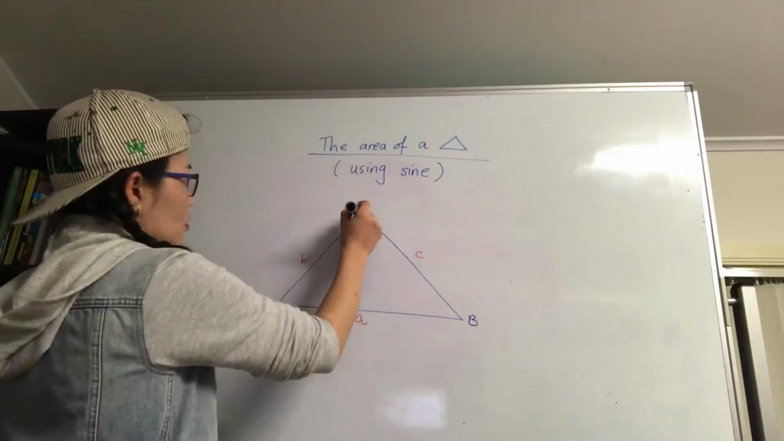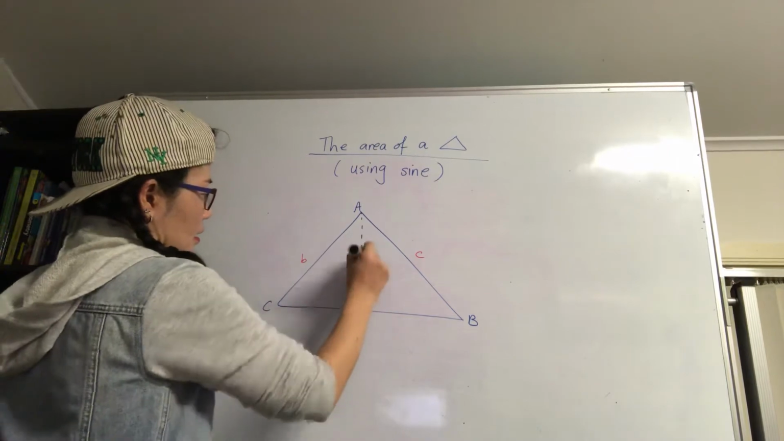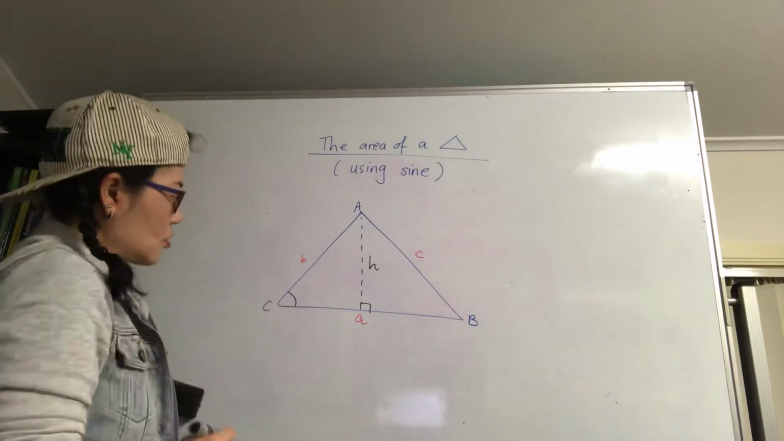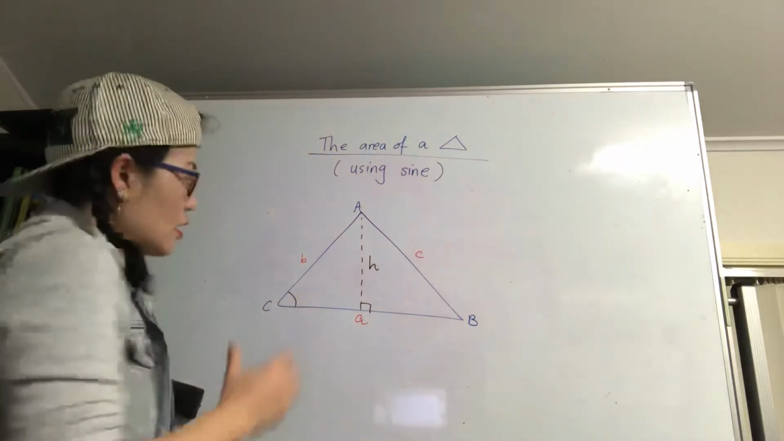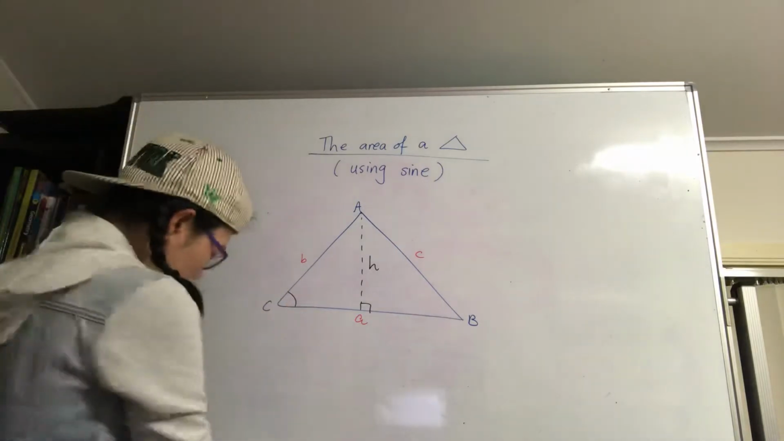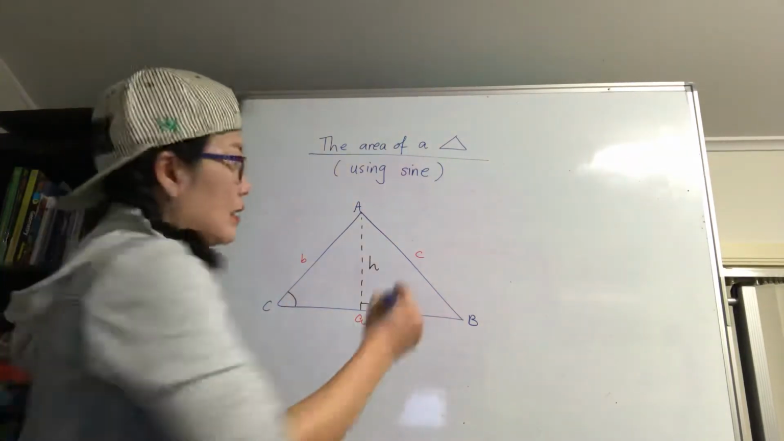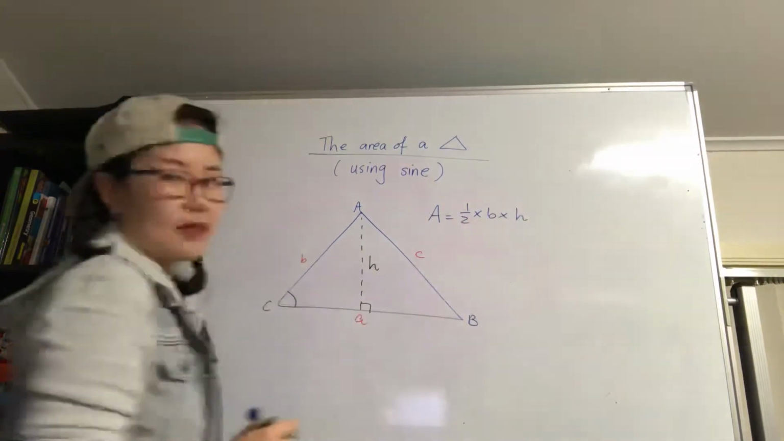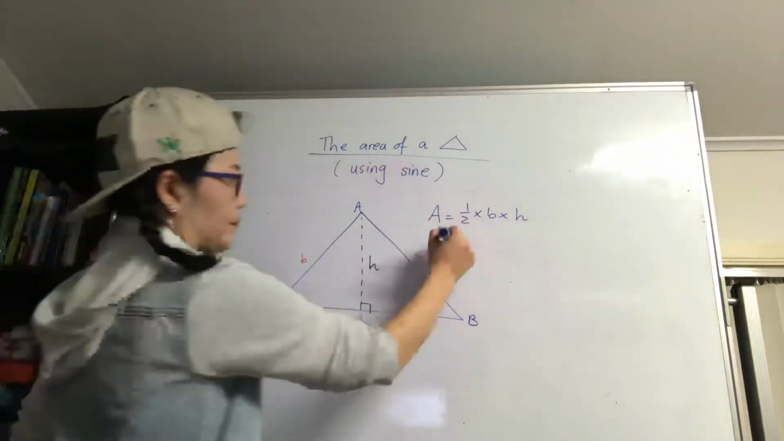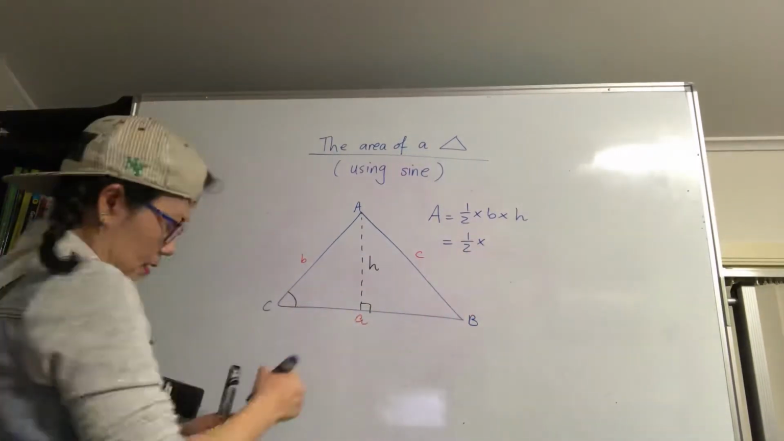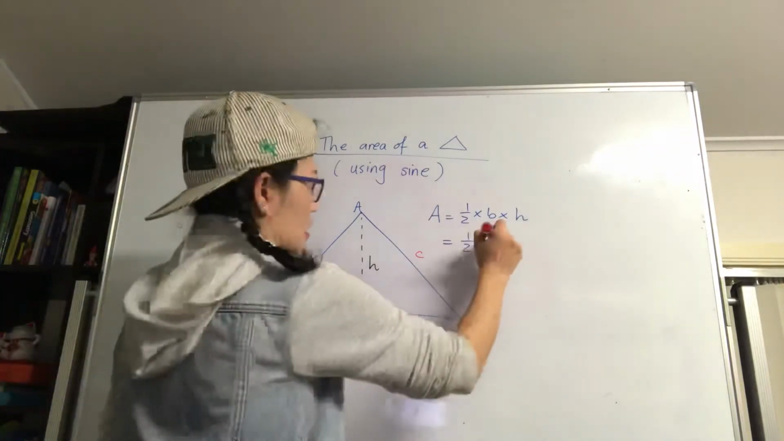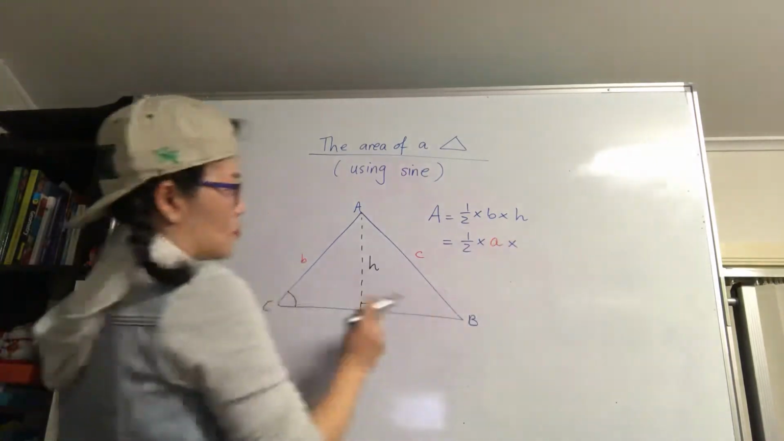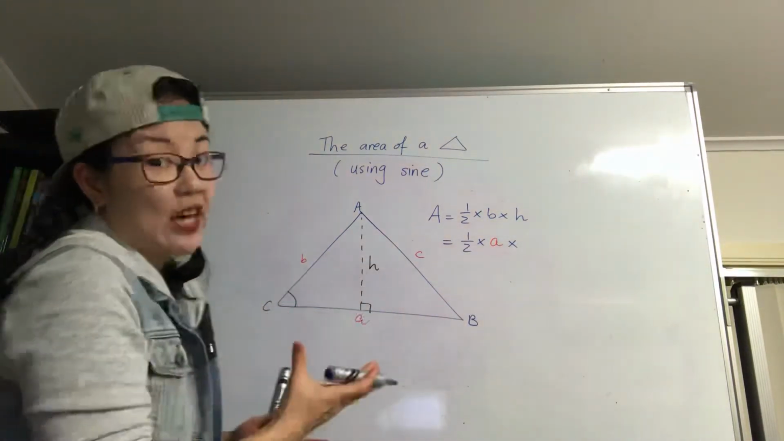So I'm going to create the height of the triangle, and that's the angle that I'm going to use. What is the area of a triangle normally? Area equals half times base times height, isn't it? So what's the base here? It's A, yeah? A is the base, so that's not a problem. And the height, say it wasn't given to us, so we have to find it.